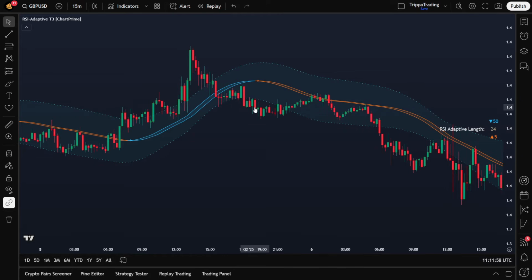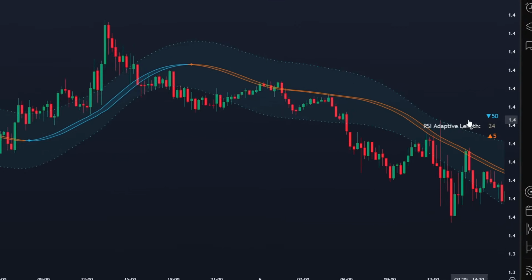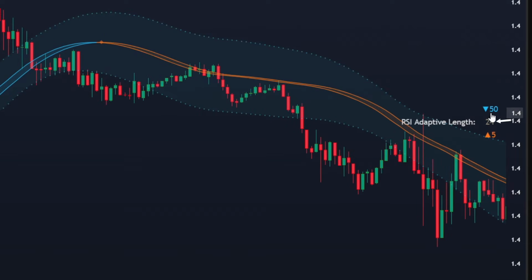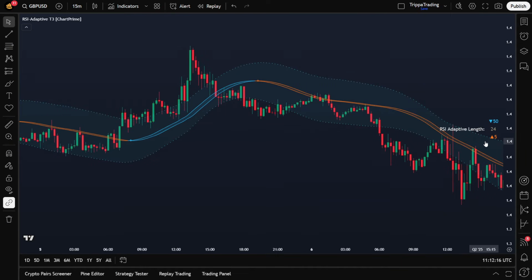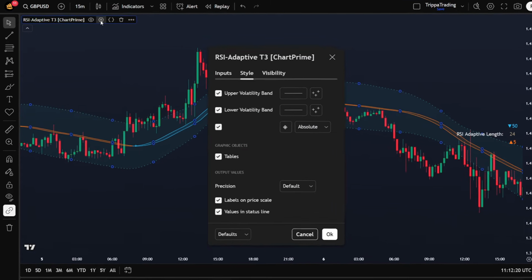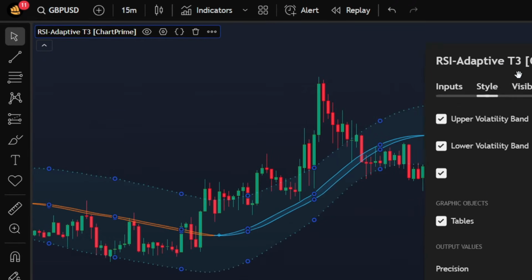On top of all that, there's a very handy info panel on the chart. This panel tells you what adaptive length the T3 is using right now and also shows the minimum and maximum lengths that are active based on your settings. It updates in real time and even uses colors that match the current trend, which is a nice visual guide. Now, let's quickly go through the settings. You can open the settings of this indicator from here.